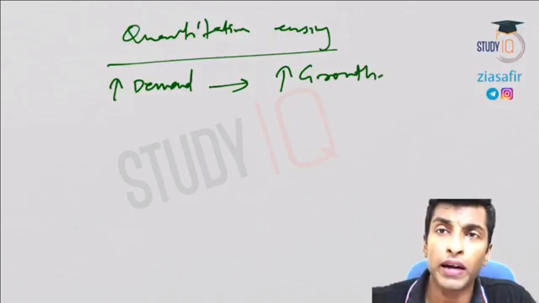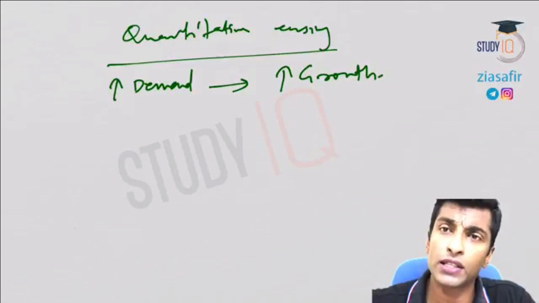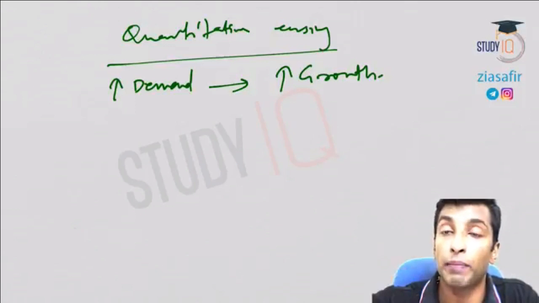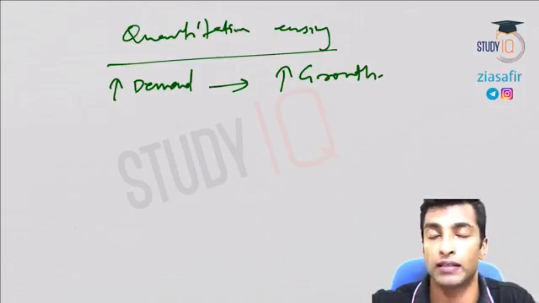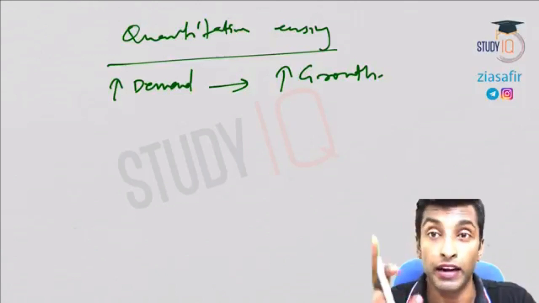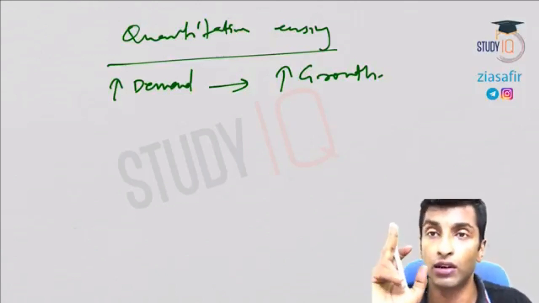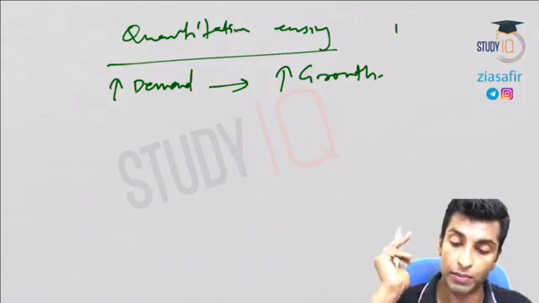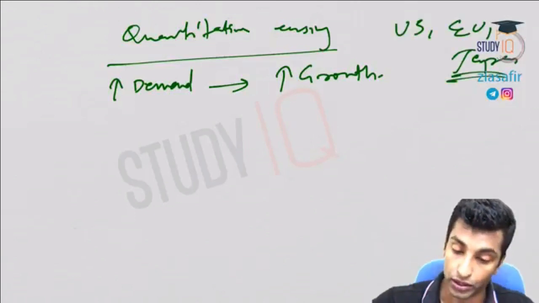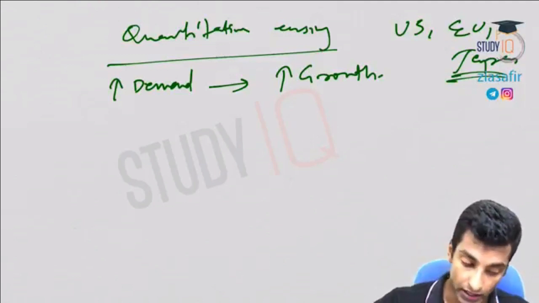Now this won't be done by developing countries. Why? In developing countries, demand is already there. If you do this, when you're pumping more money, what will happen? That leads to hyperinflation because of more money supply. So it is typically done in developed countries, not in developing countries. So quantitative easing is in developed countries, US, EU, Japan, etc. Similar to open market operation. I'll tell you what it is.